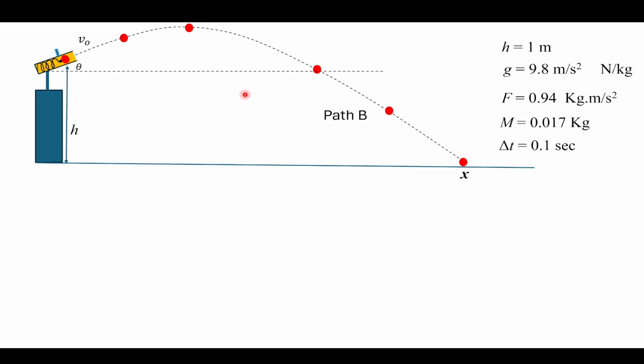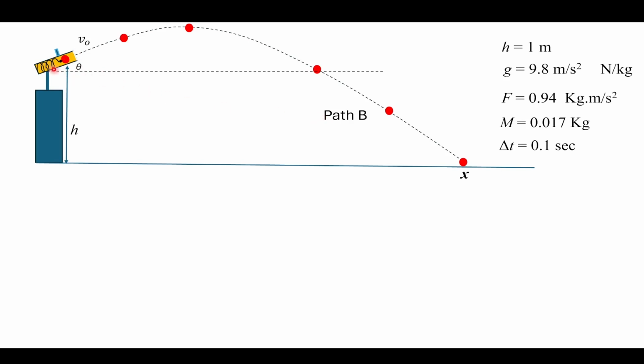So the general case, basically, theta can have any value: 0, 10, 20, 30, 40, and the goal is to find the distance traveled by the ball for a different value of theta, where v0 will be constant. That is the velocity due to the spring pushing the ball with a certain force equal 0.94, and the mass of the ball is 0.017 kilogram.